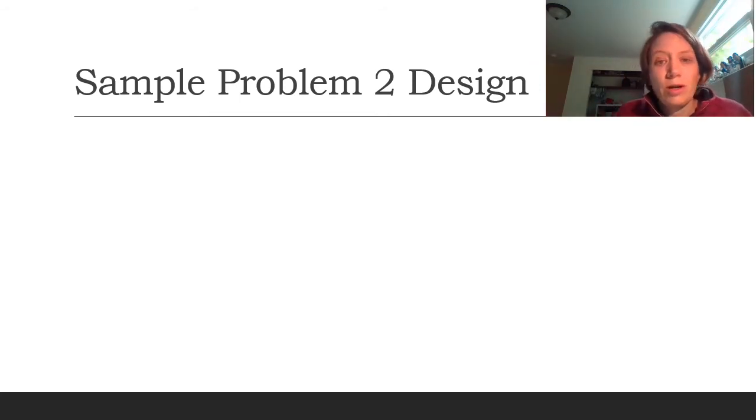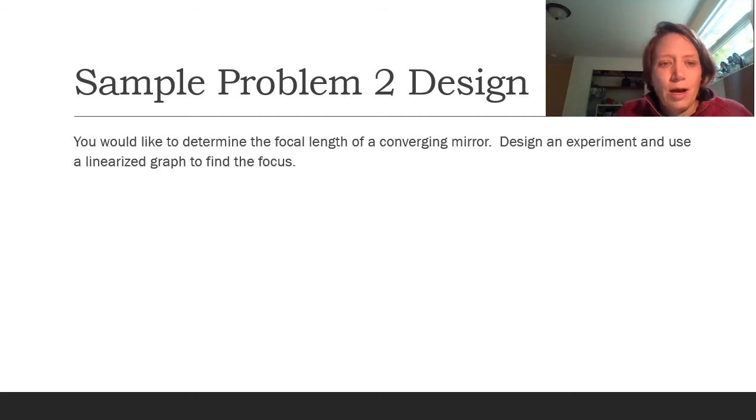And this one's from the current unit in optics. The question is, you would like to determine the focal length of a converging mirror. Design an experiment and use a linearized graph to find the focal length. Okay, so I'm expecting you guys to take some data. What kind of data would we be taking? Produce a graph that somehow is a straight line, and use that straight line graph to figure out the focal length.